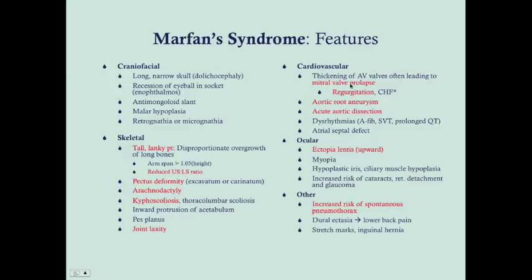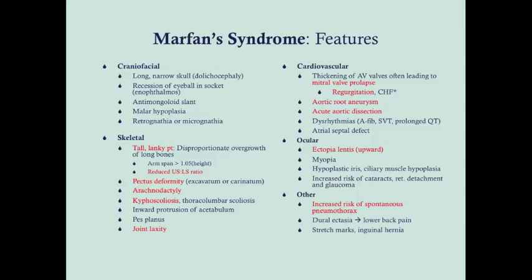The cardiovascular features are also important to keep in mind because this plays a role in the morbidity of patients with Marfan's. So you can have thickening of the AV valves. Typically this manifests as mitral valve prolapse. Usually mitral valve prolapse is something that you only will be able to hear. It doesn't lead to symptoms, but in some cases it can lead to symptoms, and that would be regurgitation, mitral regurgitation, as well as in extreme cases it can lead to congestive heart failure.